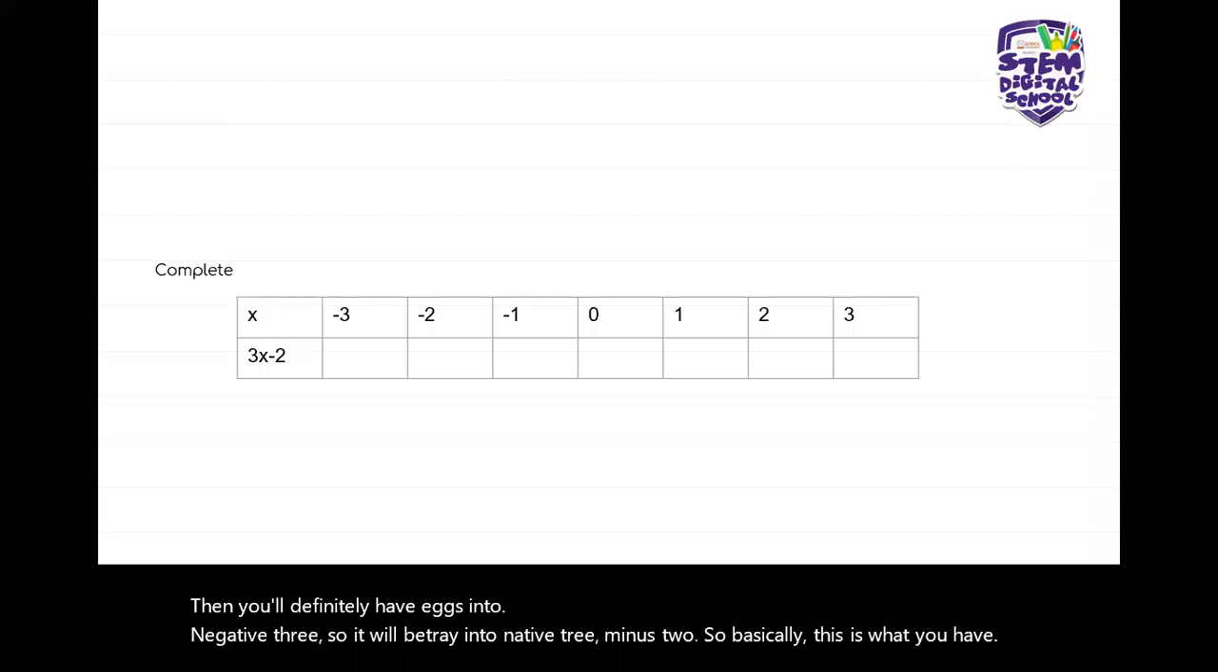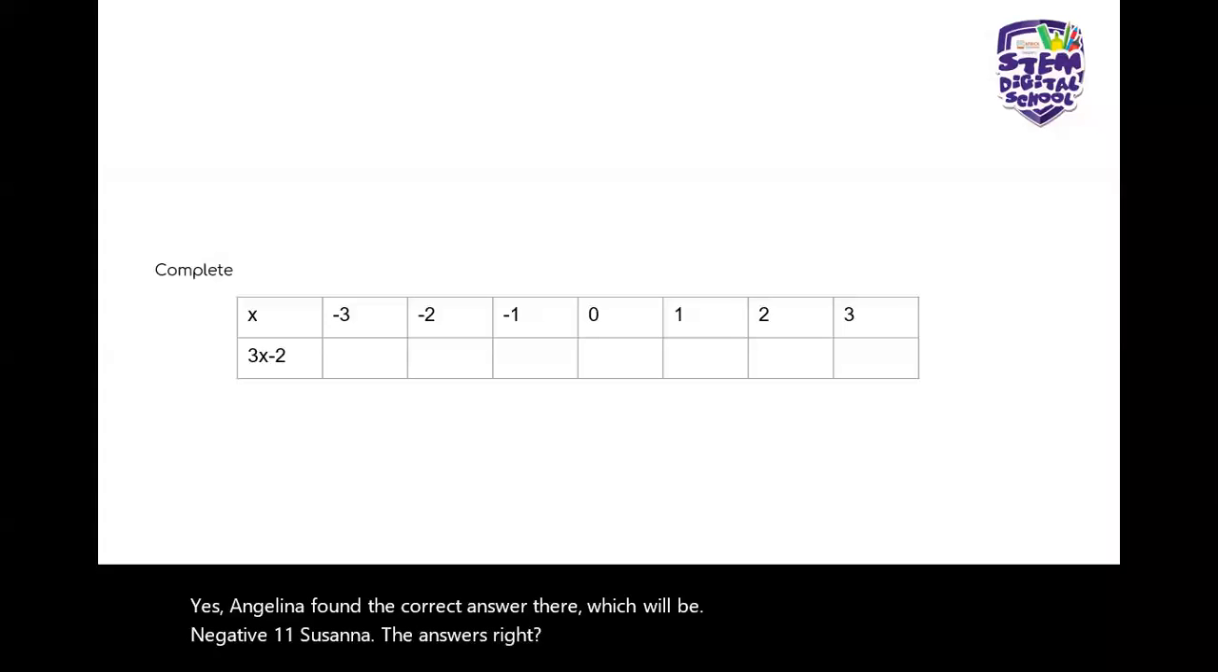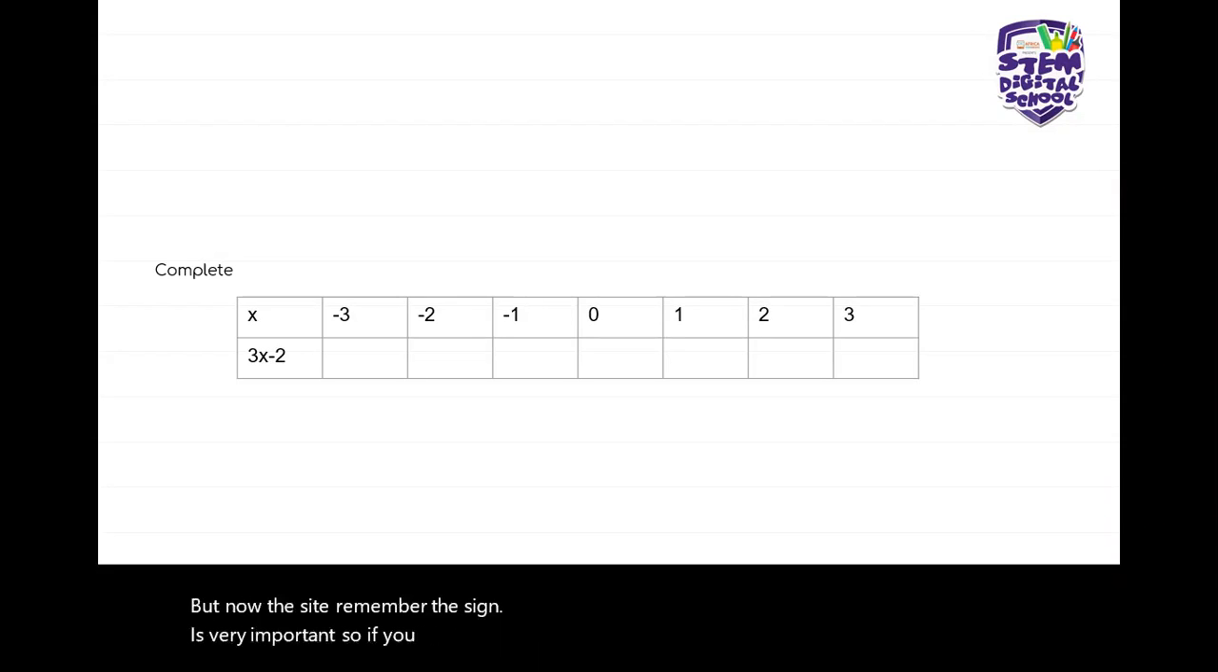Yes, Angelina found the correct answer there, which will be negative 11. Fizana, the answer is right, but now the sign. Remember, the sign is very important. If you miss out on the sign, remember you are adding two negative numbers, Fizana, and of course, that should be negative 11, so not positive, right? I'm sure you can fix that.